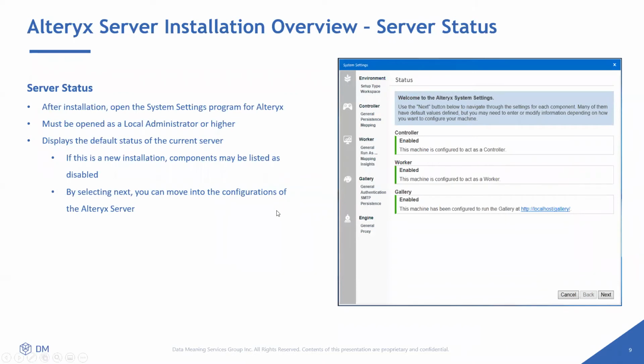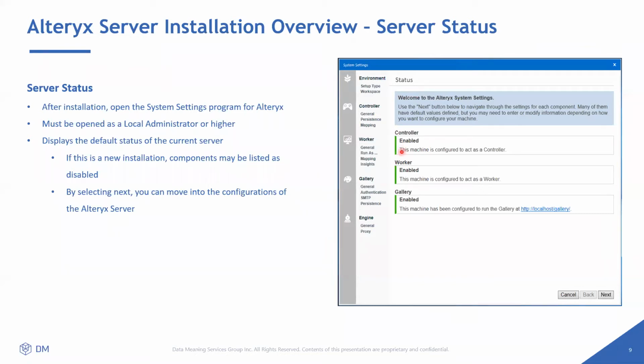So once you have gotten through the install, like I said, it's a very simple, straightforward process. The next thing that you're going to be prompted with is getting things set up. So what you would want to do is navigate to something called System Settings. And that is going to be a program that is on the desktop of the server itself once you have completed your installation. Once more, you need to make sure you are a local admin or higher. And what it will do when you open this up is it will list out the existing status of your server environment. Now, when I'm doing the walkthrough here, our environment is already stood up.